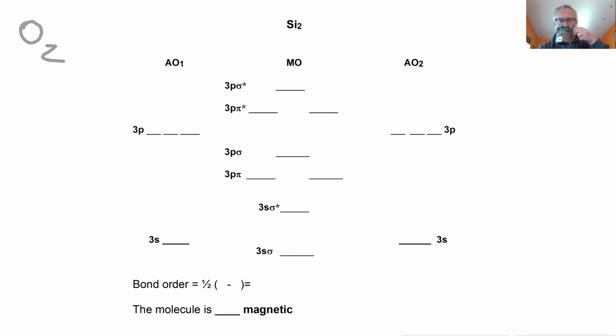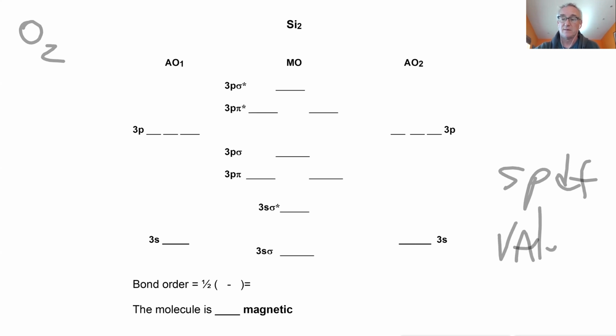Start here, please. Okay, fair enough. Whenever you're doing these sort of problems, do the atomic orbitals first. So just go back to good old S and P and D and F. And remember, these are for the valence electrons. We're not dealing with the core electrons because they're not involved in bonding.